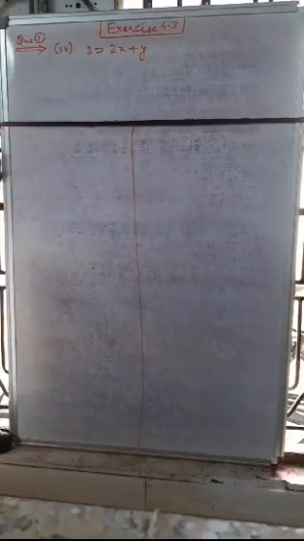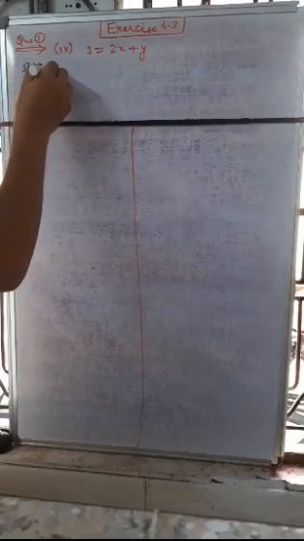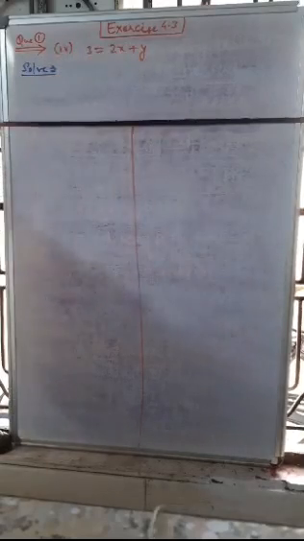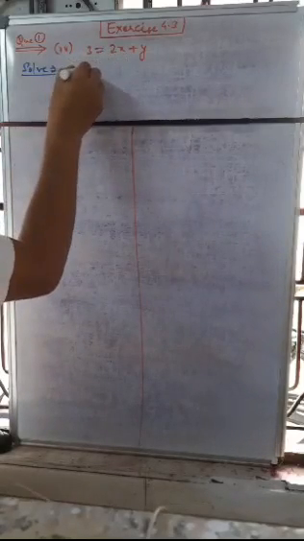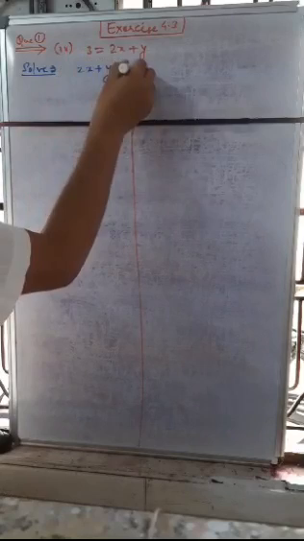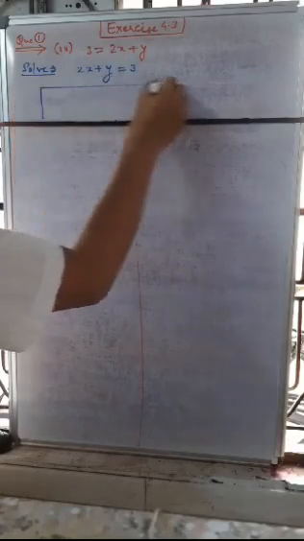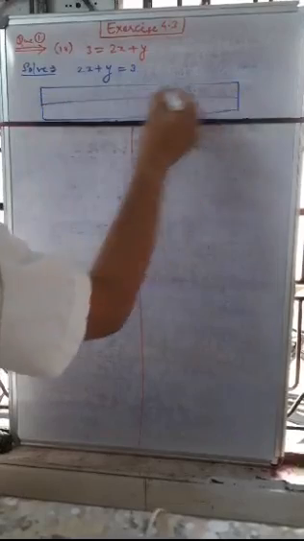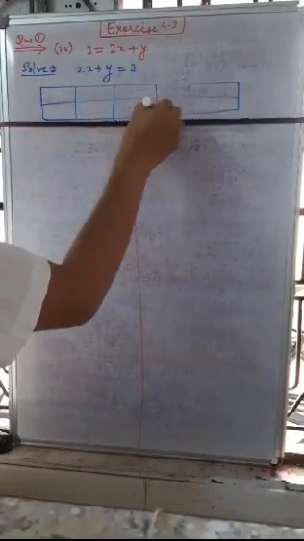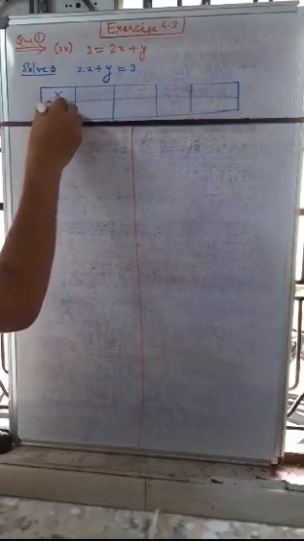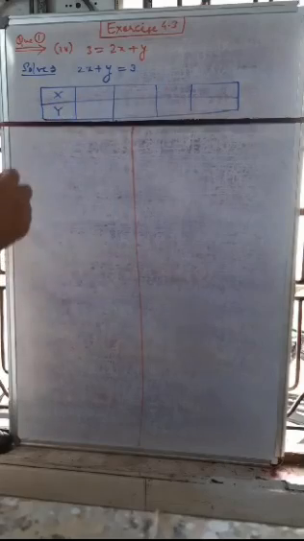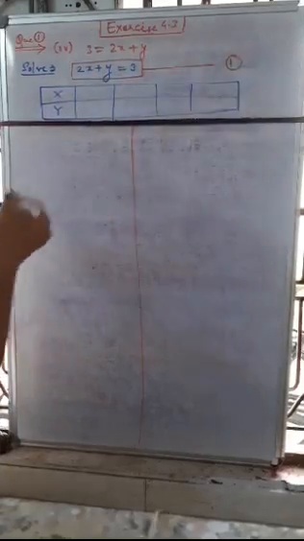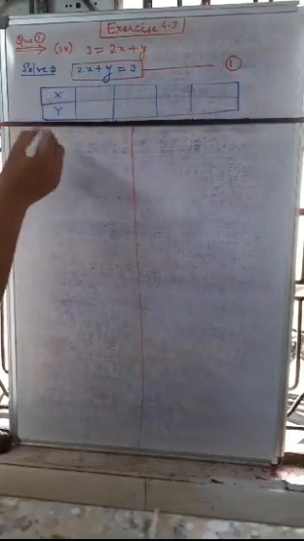Before solving the problem, we will arrange the equation in standard form. So 3 is equal to 2x plus y, so we can also write 2x plus y is equal to 3. We will draw the table here. We need to find at least 3 or 4 points. We will write x and y, and name the equation 2x plus y is equal to 3 as equation number 1. Step by step you can put in the values.